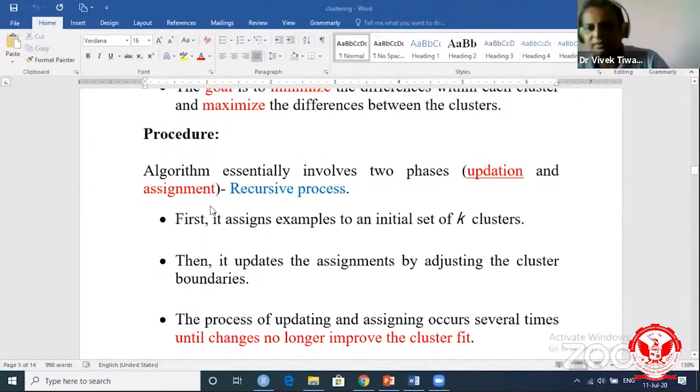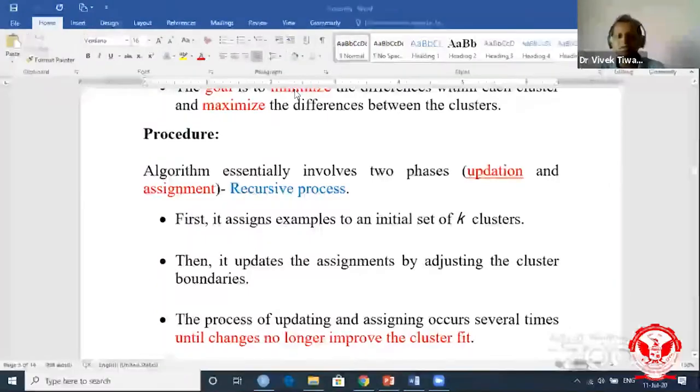So what does recursive process mean? You can think like that: updation, assignment, then updation, then again assignment, and so on. This process will continue until some stopping criteria are met. I will also discuss the stopping criteria. First, try to imagine that there is a recursive process with two kinds of phases, updation and assignment, that we have to execute continuously until some stopping criteria are met. So one by one we will discuss.